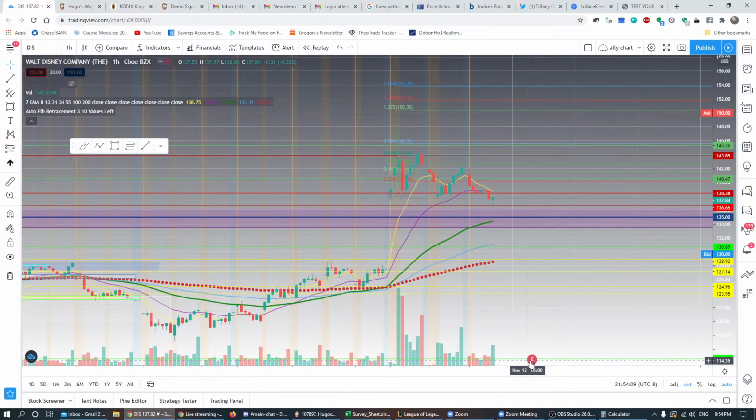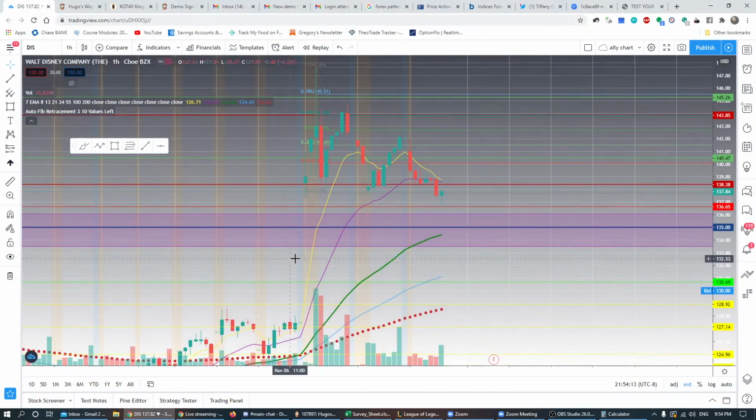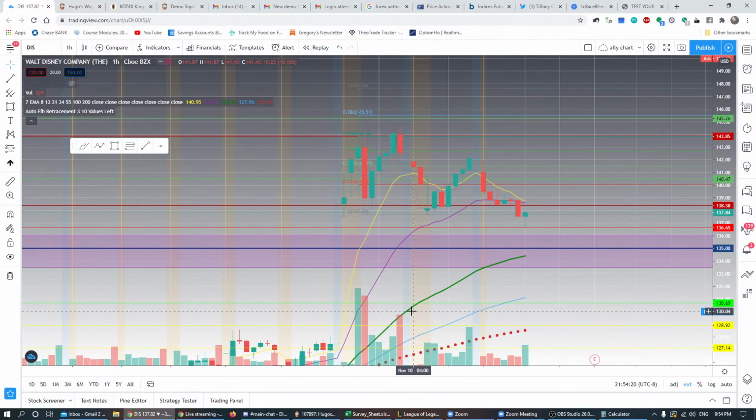I'm probably going to get out of my put credit spreads for Disney. I have a feeling Disney's going to gap down. Okay, so the line in the sand is this monthly support. So yeah, we have a pattern right here.